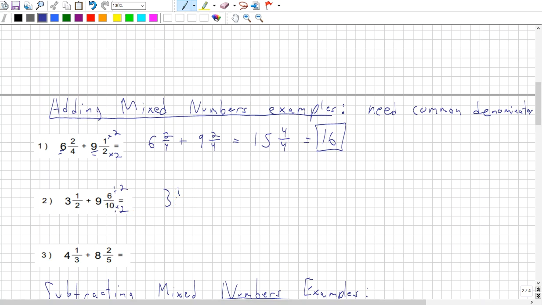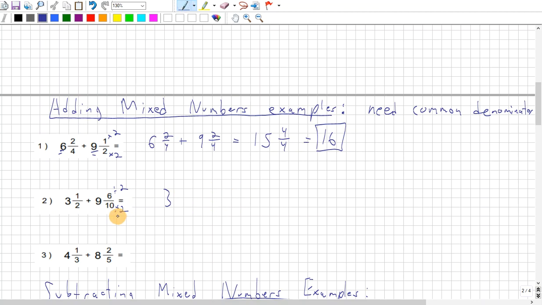So I get 3.5. We didn't do anything to that fraction. Plus 9 and 3 over 10 divided by 2 is 5. Now, I'm going to stop there because this didn't actually make it easier. Because now a common denominator between 2 and 5 is 10. So I'm going to actually go back to my original question.